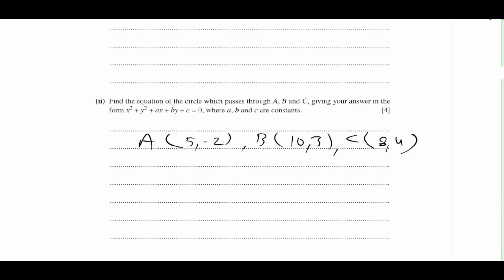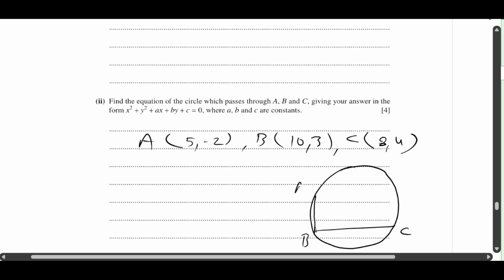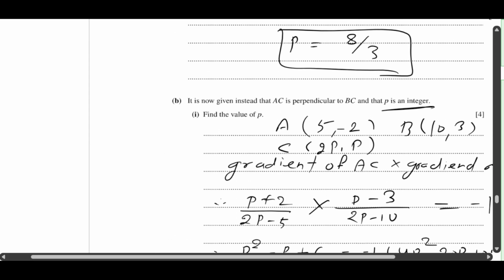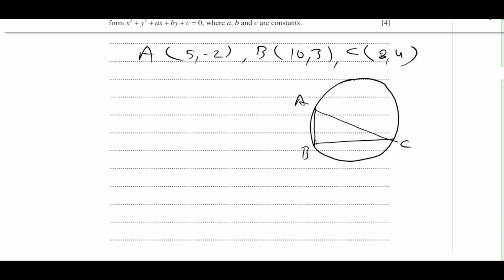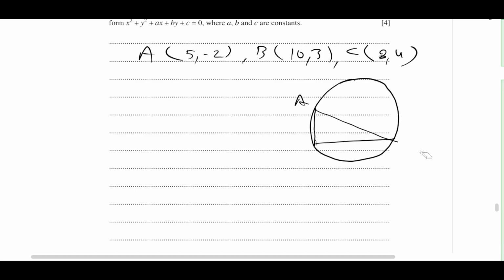Now AC is perpendicular to BC, as given. So I will draw a circle with this as BC, then here I will draw a perpendicular. So this is A. In the problem, AC is perpendicular to BC, so this is point C and this is point P. AC is perpendicular to BC, so here the angle is 90 degrees.